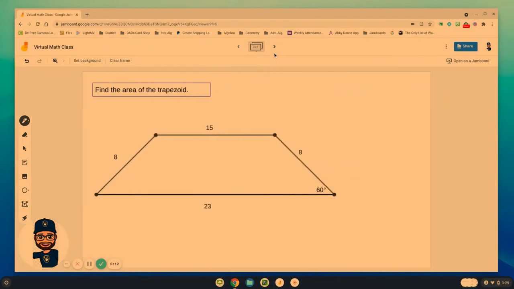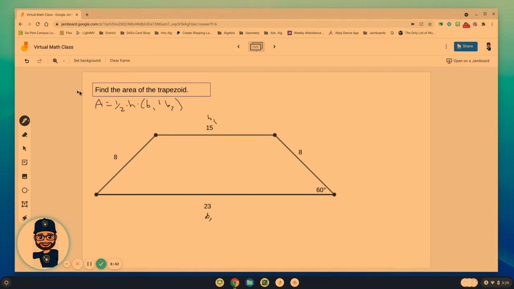Now here's the last one. Find the area of this trapezoid below. Find the area. Well, the formula for area of a trapezoid is 1/2 times the height times base 1 plus base 2. If you look at that formula, we've certainly got a base 1 and a base 2.